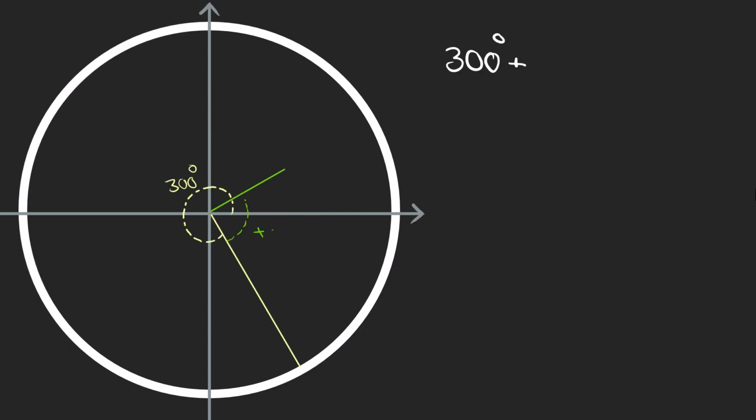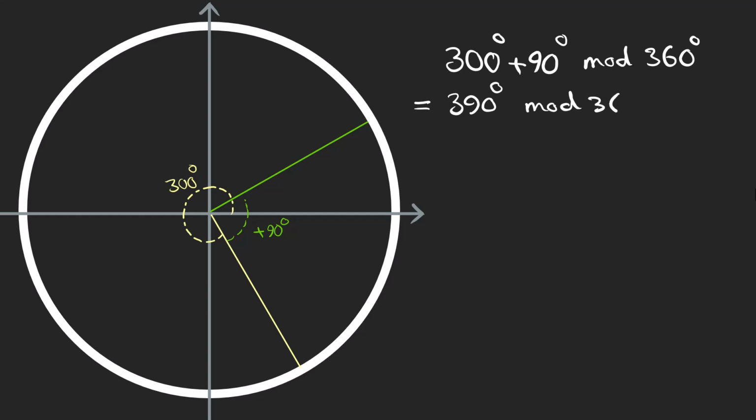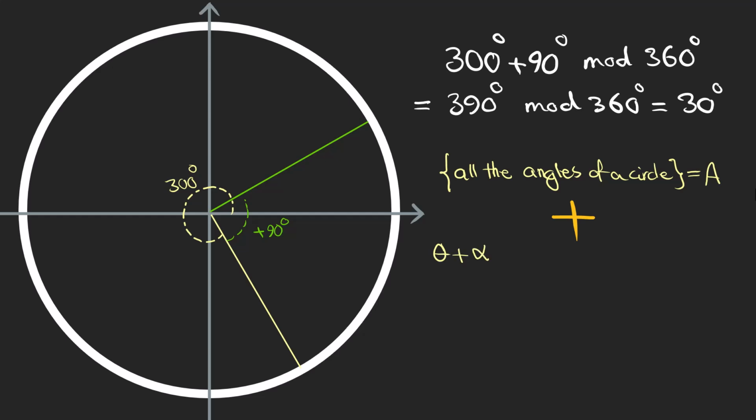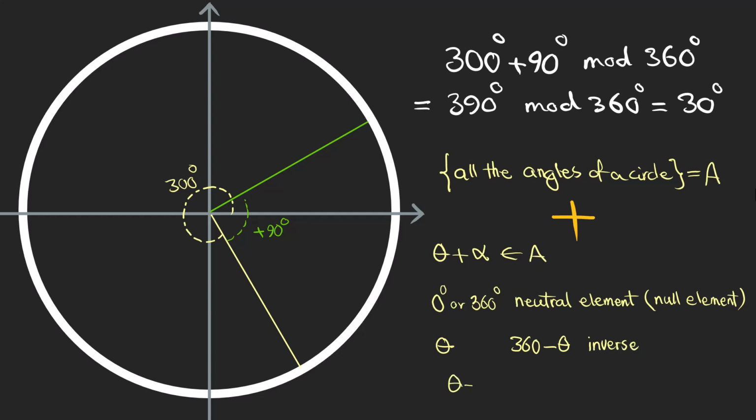If we add 90 degrees to 300 degrees, the result is 390, which is 30 on the circle. In this case, instead of discrete values, we are dealing with continuous ones, which are angles. So we have a set of all the angles. And this operation, addition, takes each element to another angle which is in the same set. Also, there is a neutral element that doesn't change the point on the circle or the angle on the circle. For each element, there is an inverse, and we will get the same result for both of these expressions.